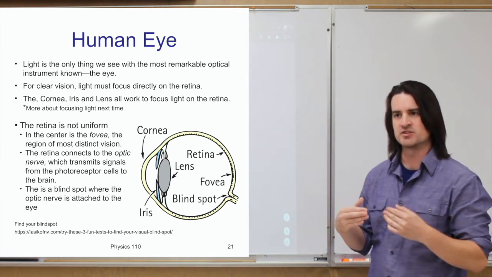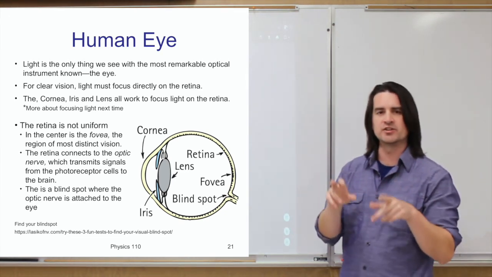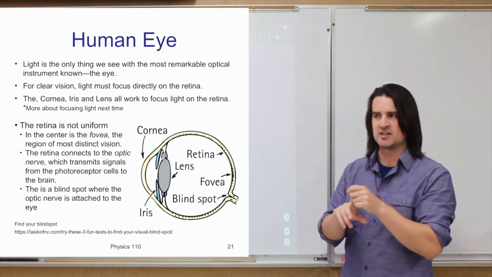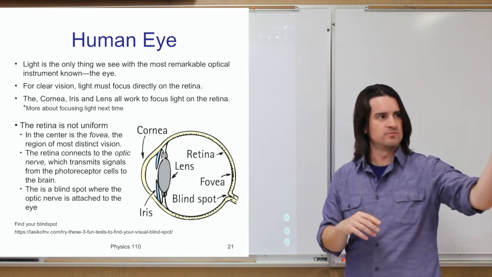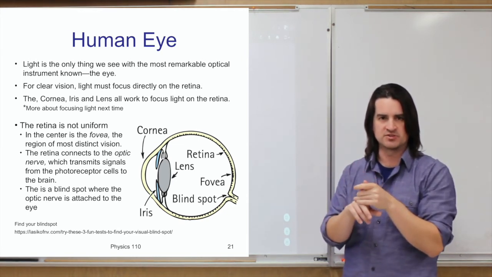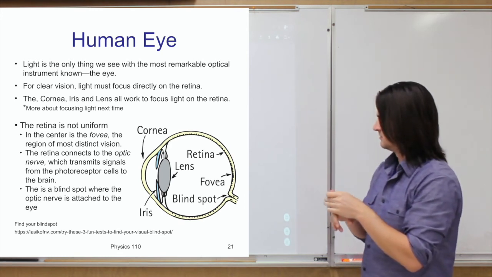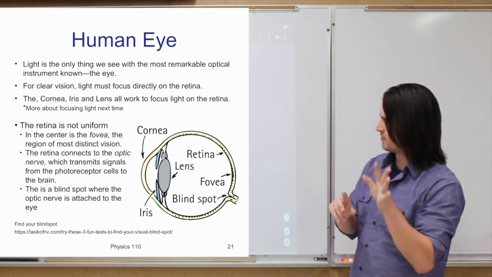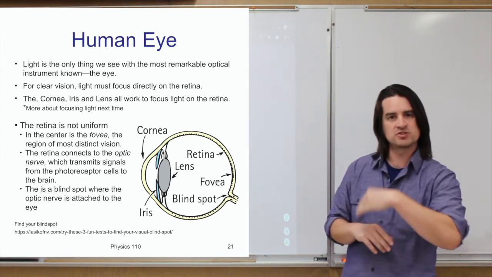So there are cells that are essentially like little antennas. And so when the light hits them, just like an antenna that picks up a radio signal, these antennas are picking up visible light signals. I'll say more about those in the next slide.